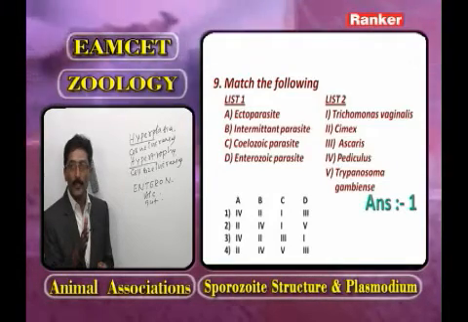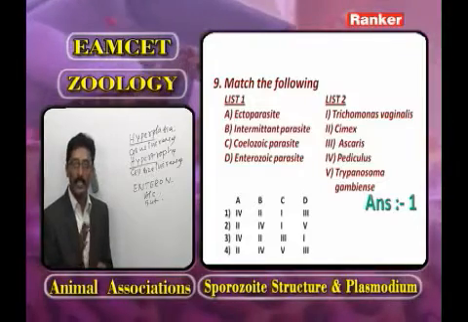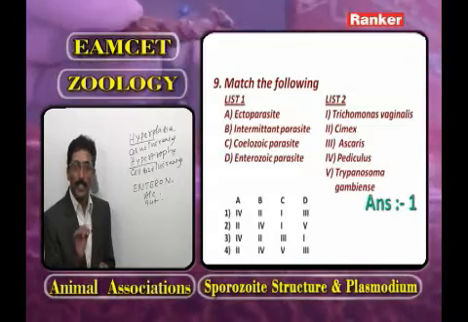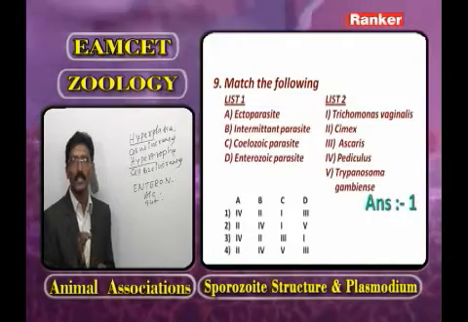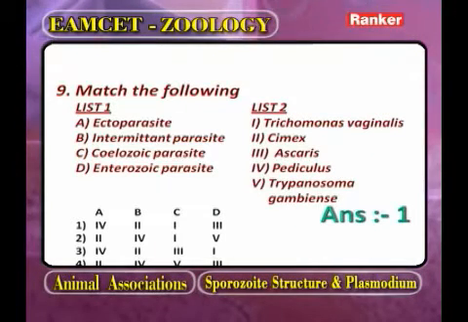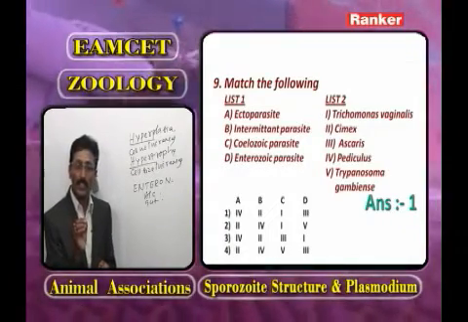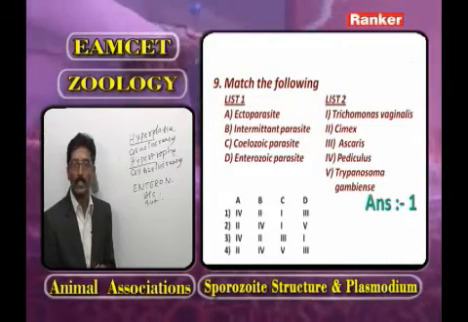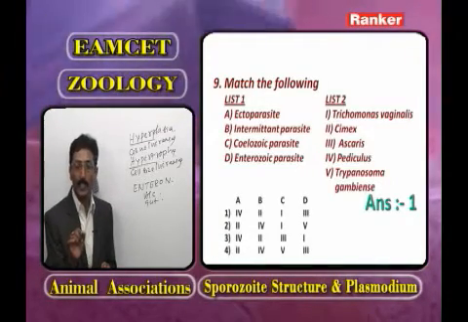Now regarding list one, ectoparasite. The ectoparasite is present outside the body. The most appropriate example is Pediculus. It is an ectoparasite and permanent. Second one is intermittent parasite. The parasite lives temporarily on the host body. The appropriate answer for this is Cimex. If there is no Cimex, we go for the mosquito. Now, coelozoic parasite. The parasite lives in the cavity. Here, what is the best example for the coelozoic parasite? Trichomonas vaginalis. What is meant by enterozoic parasite? The parasite lives in the cavity of the alimentary canal. Here, the best example is Ascaris.